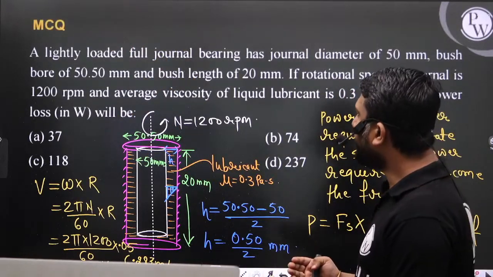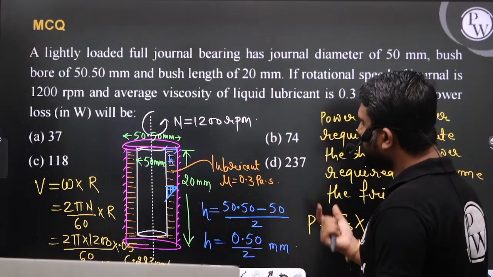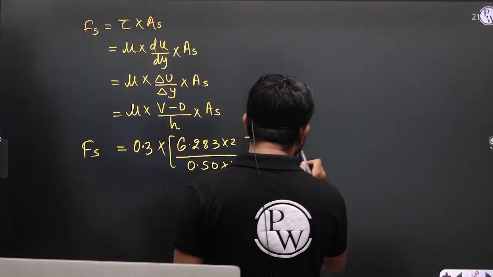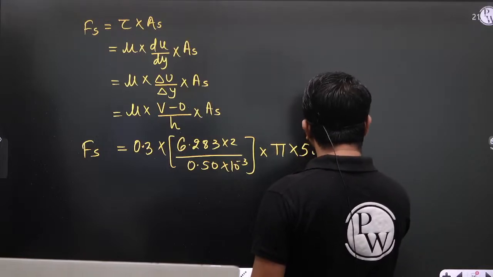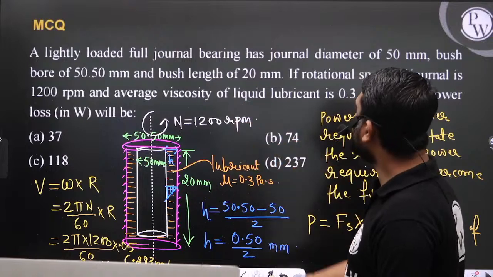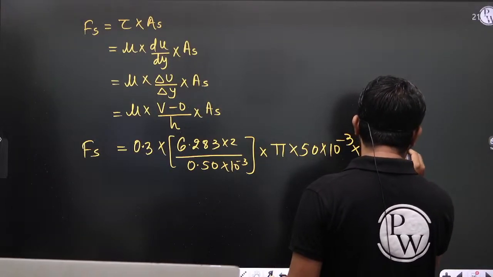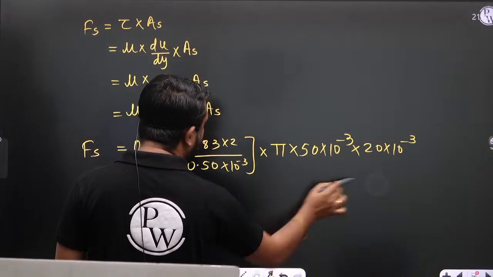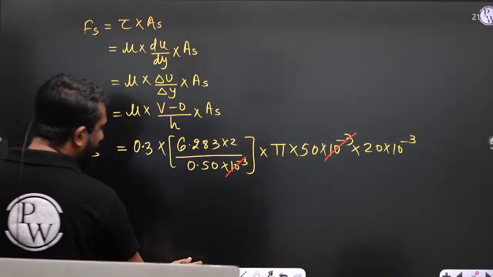Or you can say the area of the shaft which is in contact with the lubricant. That is nothing but pi d into L. So this is pi multiplied by the diameter of the shaft, 50 millimeter, so 50 into 10 to the power minus 3, into length. And what is the length? The length is 20 millimeter, so 20 into 10 to the power minus 3. Fine. The 10 to the power minus 3 terms cancel out. Now calculate Fs.